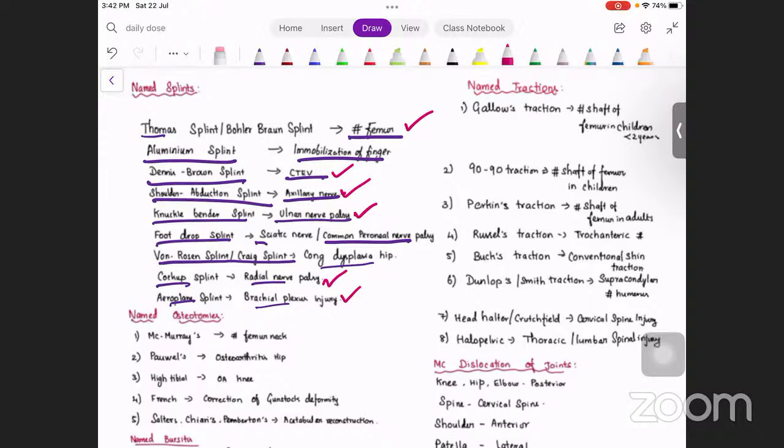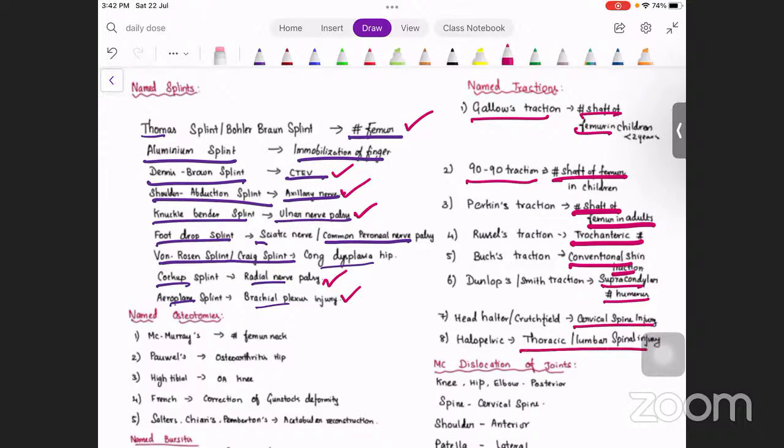And speaking about the named tractions: Gallows traction, fracture of shaft of the femur in children less than 2 years. 90-90 traction, fracture of shaft of the femur in children. Perkins traction, fracture of shaft of the femur in adults. Russell's, trochanteric fracture. Buck's, conventional skin traction. Dunlop's, supracondylar fracture of humerus. Head halter or Crutchfield, cervical spine injury. Halo-pelvic, thoracic or lumbar spine injury. 90-90 is fracture of shaft of femur. Perkins traction is fracture of shaft of femur in adults. Russell's, trochanteric fracture. Buck's, conventional skin traction. Dunlop's, supracondylar fracture of humerus.